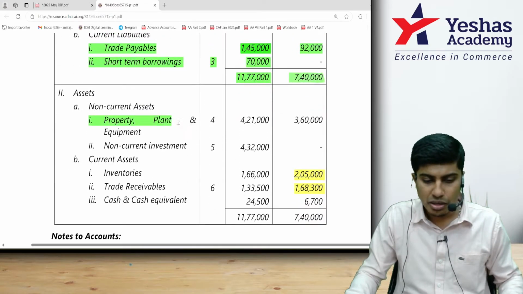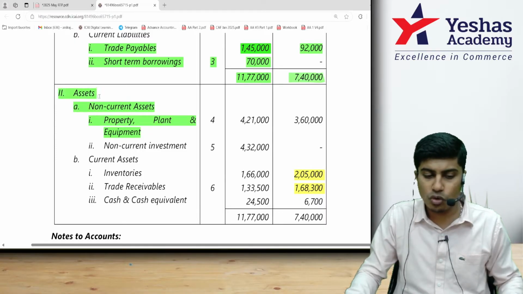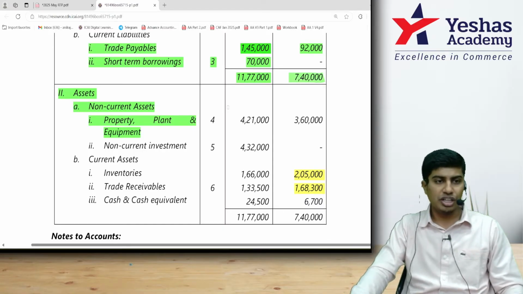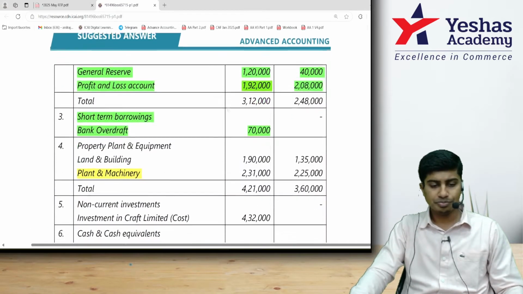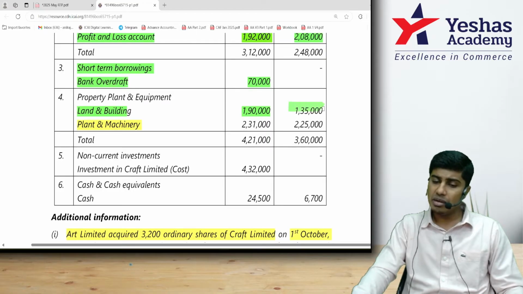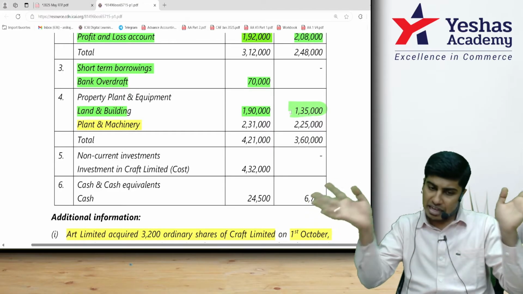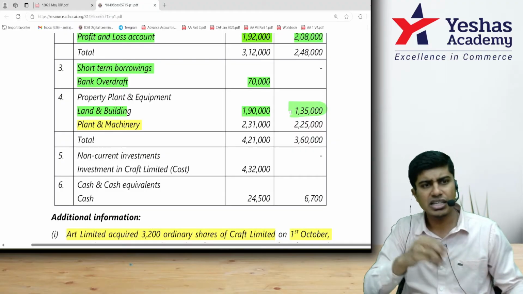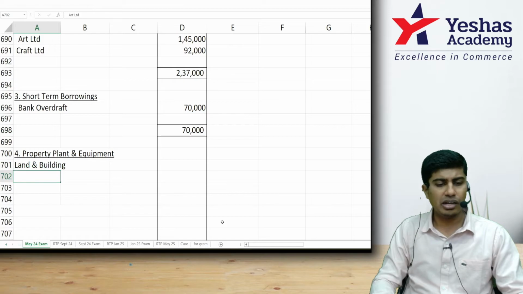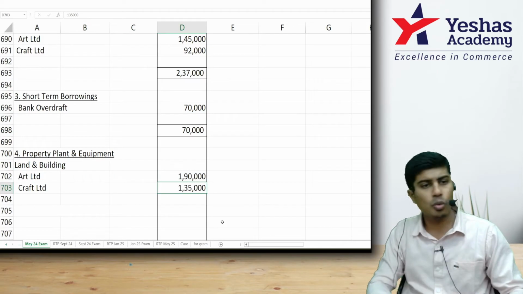We have PPE, property, plant and equipment, in non-current assets. This is 4,21,000 of the holding company, but they've given note number 4. I would want to go to note number 4. I won't straight away add them. Come to note number 4. There is an item with adjustment, plant and machinery. So my land and building 1,90,000, their land and building 1,35,000 has no adjustment. I will add 190 and 135 and write it as 325. Observe property, plant and equipment, land and building, Art 190, Craft 135, no problem.